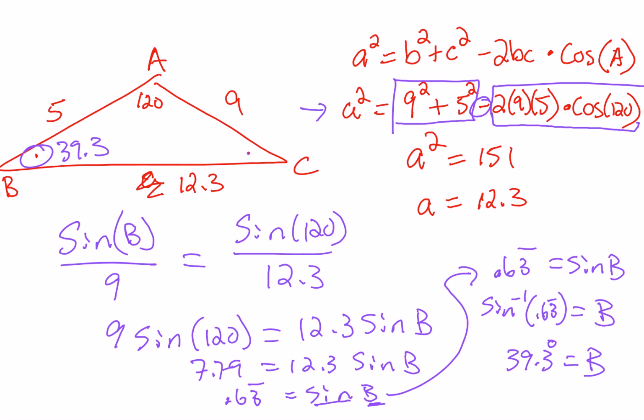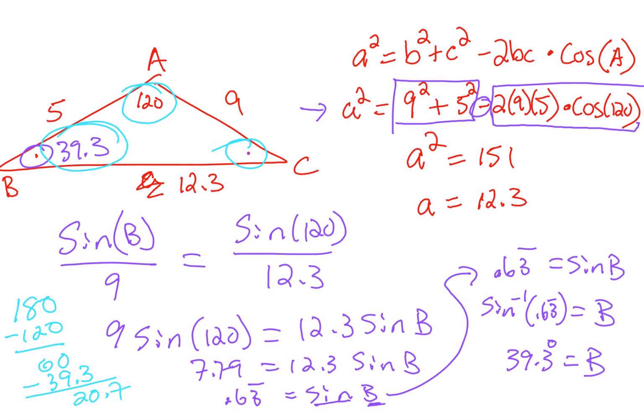Now, how do we solve for C? Well, you could use law of sines again here if you wanted to. But can you think of an easier way? Well, we know that this one's 120. This one's 39.3. And we can go all the way back to the beginning of the year in geometry and say, hey, I know all 3 angles must add up to 180. So 180 minus 120 gives me 60. And then 60 minus 39.3 gives me 20.7. So C must be about 20.7 degrees. Okay? There's your law of cosines. Try out some examples. If you have any questions, let me know. And have fun.